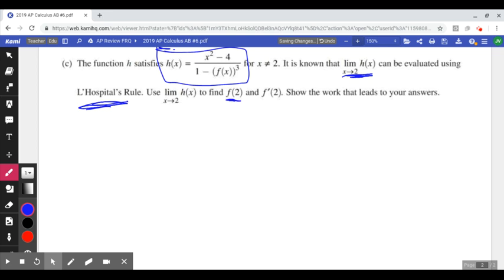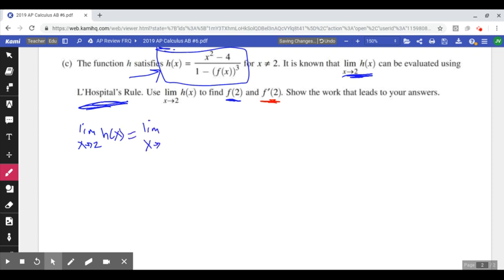So here we'll do f at 2 in blue, and then just to differentiate a little bit, we'll do f prime at 2 in red. So let's work with the first one here. For this first one, we need to set up a limit. If we have the original function here listed in blue, we're going to take the limit of each side. So we're going to do the limit as x approaches 2 of h of x, and that's going to be equal to the limit as x approaches 2 of x squared minus 4 over 1 minus f of x to the third power.